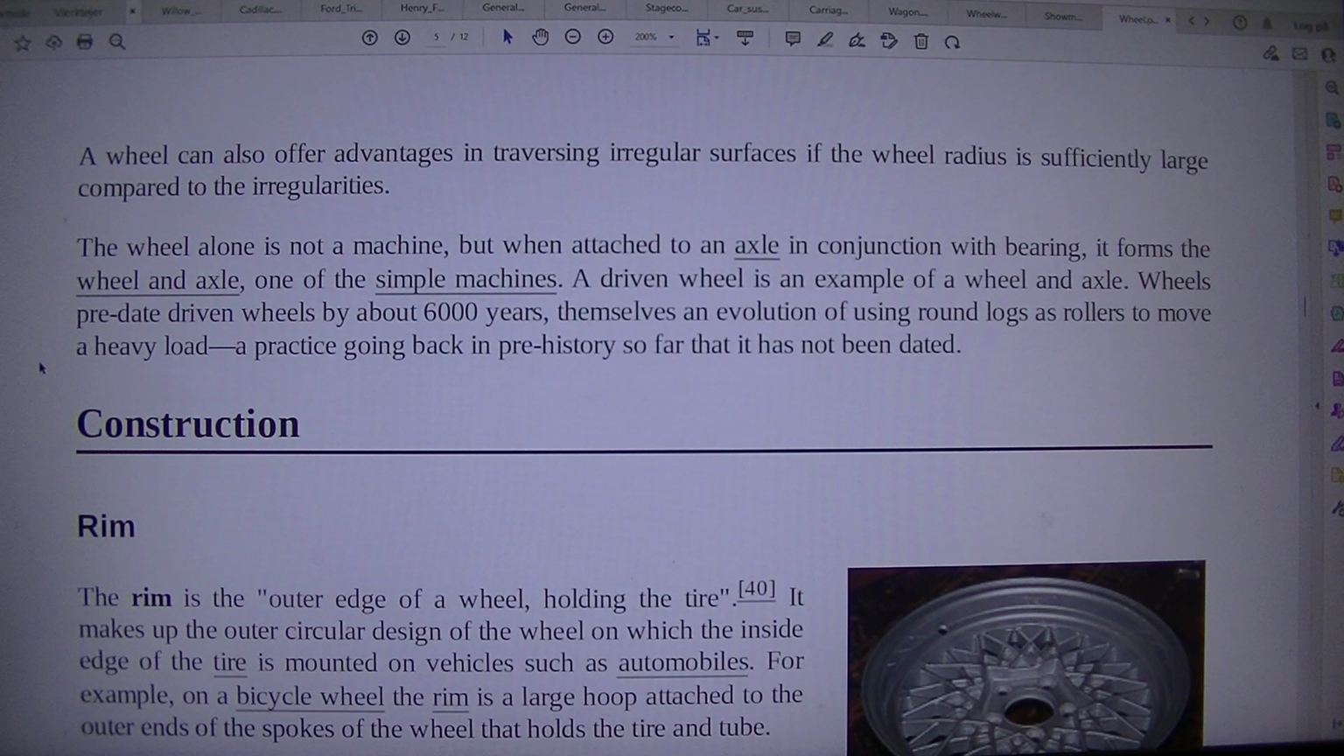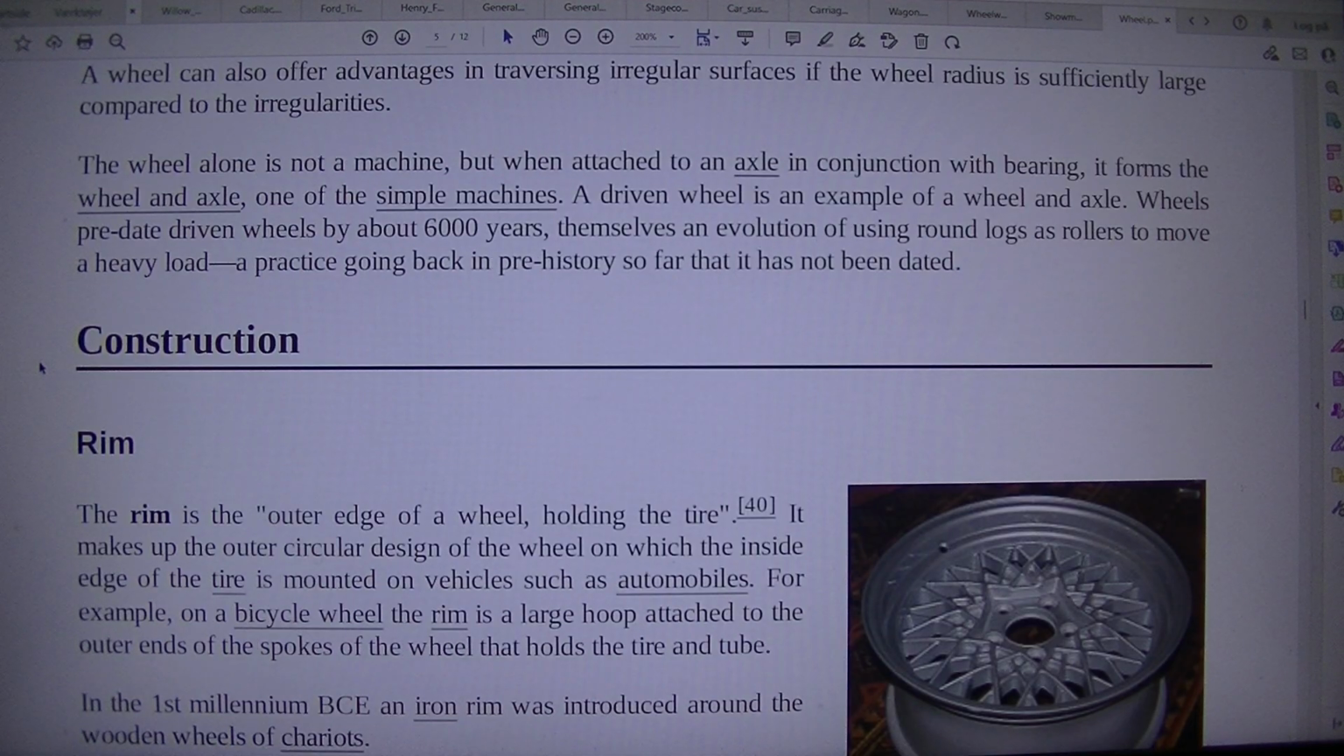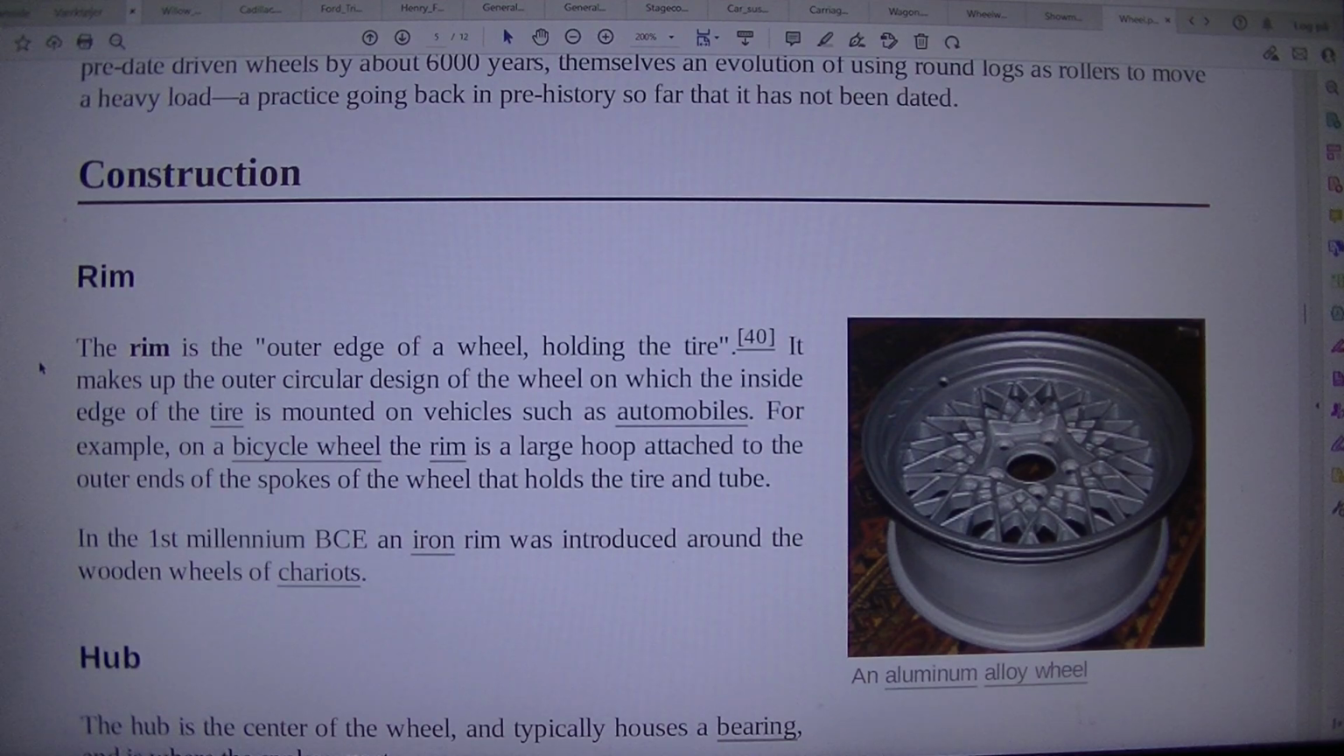Woven wheels by about 6,000 years, themselves an evolution of using round logs as rollers to move a heavy load, a practice going back in prehistory so far that it has not been dated. Construction. Rim. An aluminum alloy wheel.